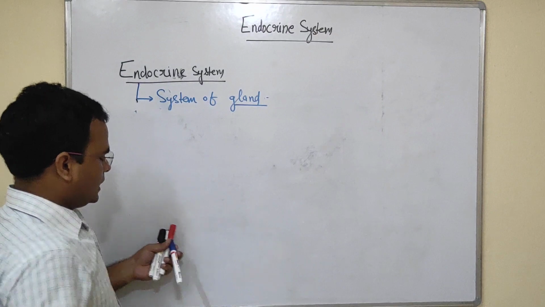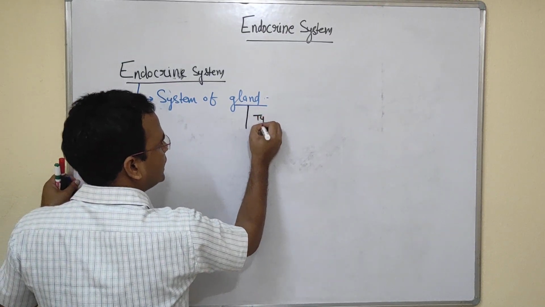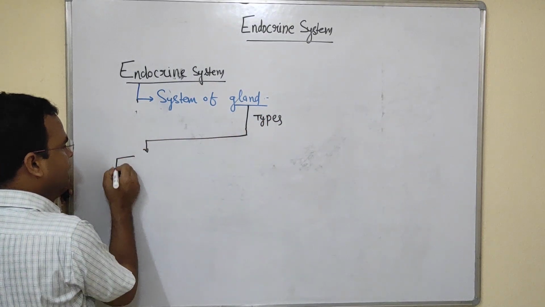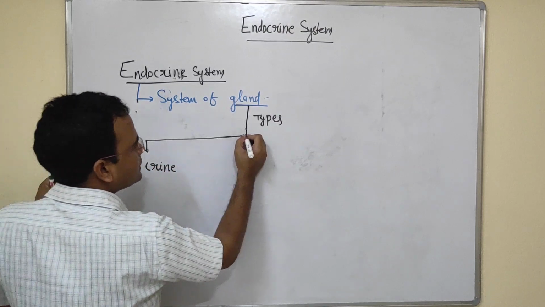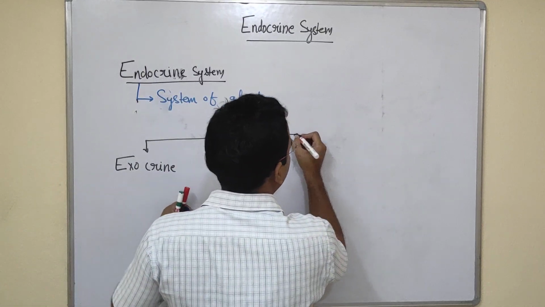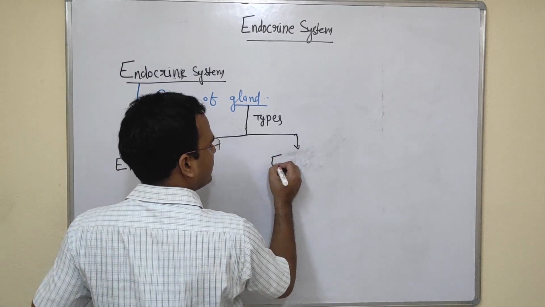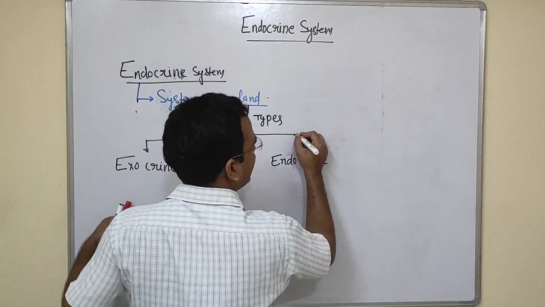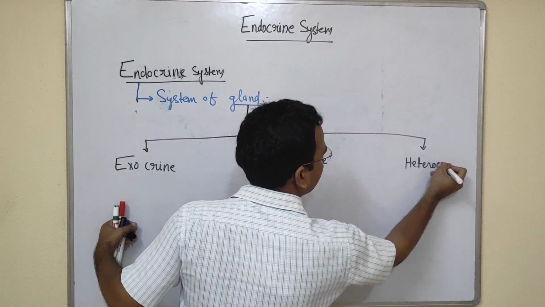So, types of gland. Gland is again of three types. The first one is called exocrine gland, the second one is endocrine gland, and the third is the heterocrine gland.